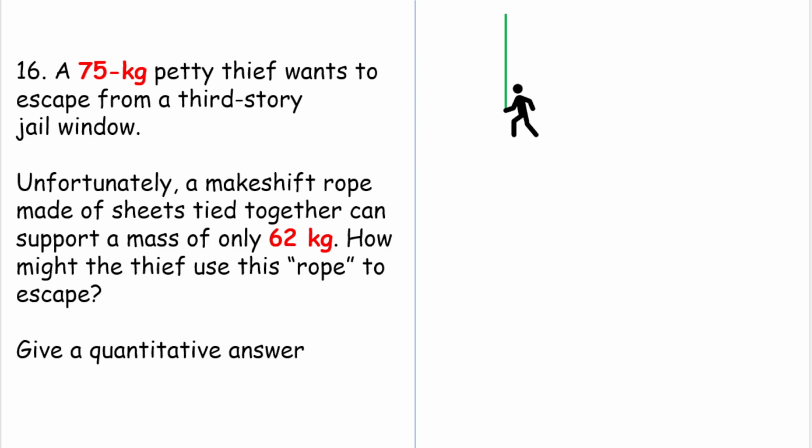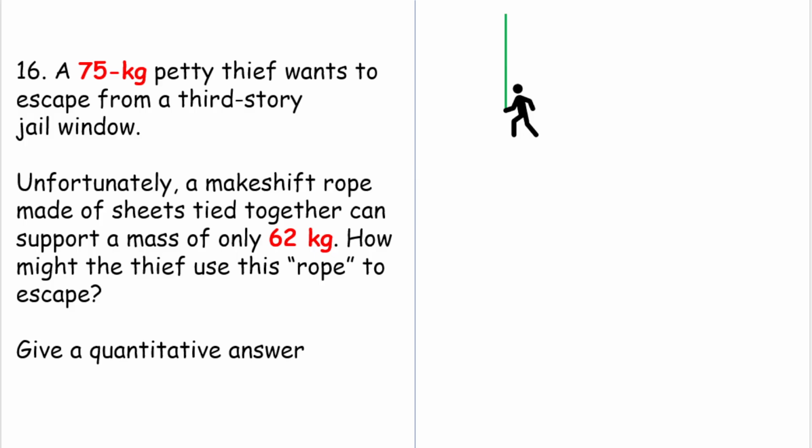Number 16, a 75-kilogram petty thief wants to escape from a third-story jail window. Unfortunately, a makeshift rope made of sheets tied together can support a mass of only 62 kilograms. How might the thief use this rope to escape?